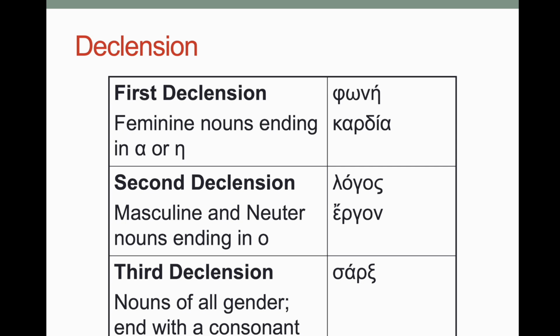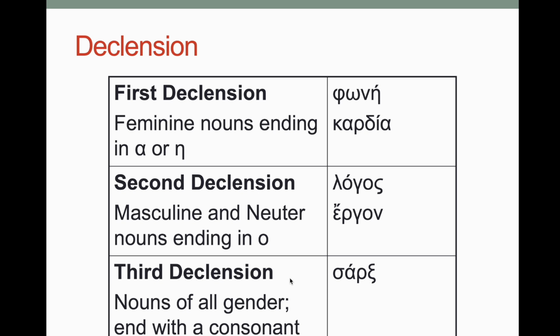Second declension nouns, which we'll learn about next week, are masculine and neuter nouns whose stem ends in an omicron. So you have an example of a masculine noun there, logos, and an example of a neuter noun, ergon. See the omicron with both? These are the nominative forms of the 2 nouns. Notice the different ending. A sigma here and a nu here. That's how you distinguish a masculine from a neuter.